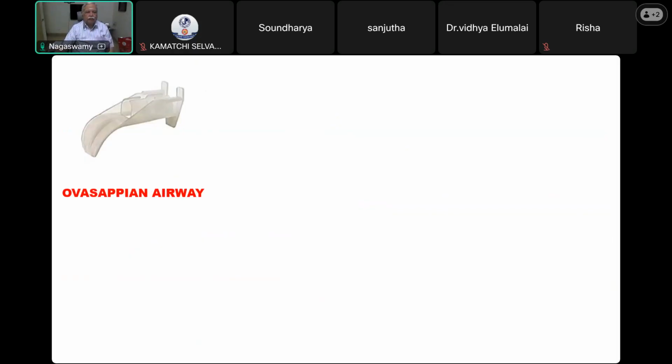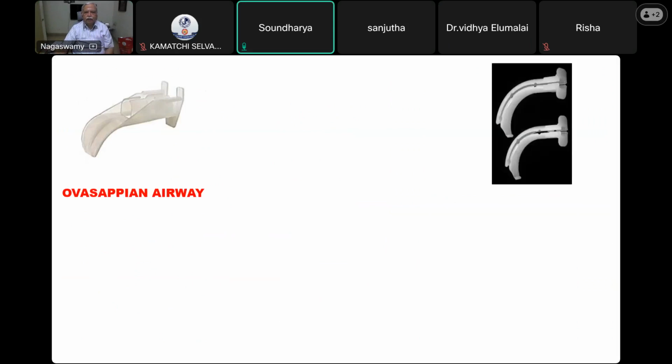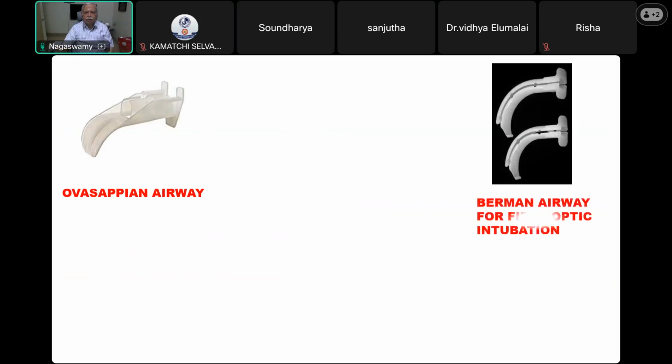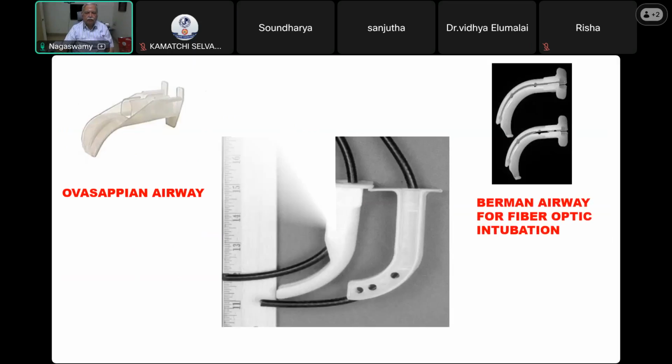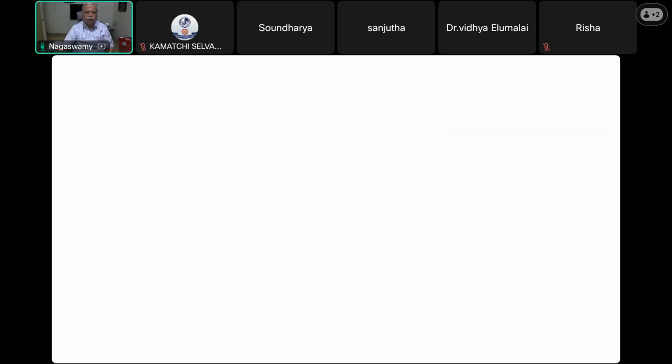This is called the Ovassapian airway. Where is it used? In fiber optic intubation. This is called the Berman airway for fiber optic. And this is how the scope is passed through that.